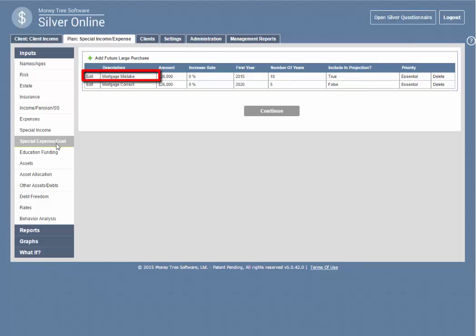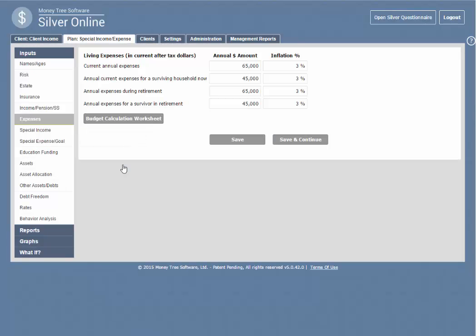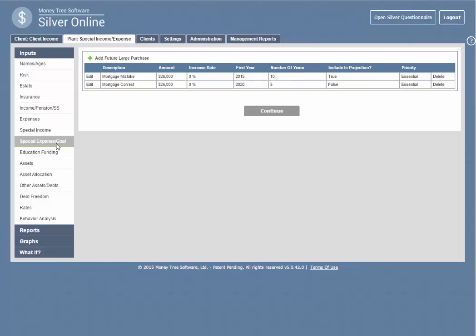Here I have an input mistake for a mortgage entry and a correct way of handling the mortgage entry. Here in the expenses section, I have $65,000 of annual expenses for now and in retirement. Add on top of this the mortgage of $26,000, it should still be enough to be handled by the earned income of the individuals. However, because Silver is running in a goal-based model and the special income and special expense planners are exceptions to the pre-retirement cash flow rule, this will not be handled the way that you would assume.